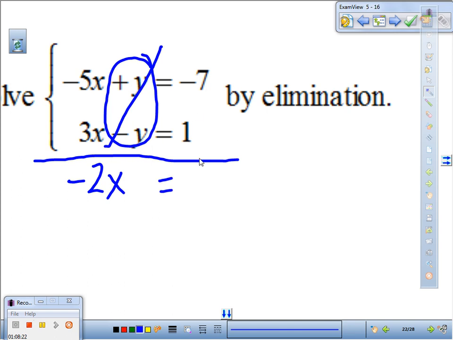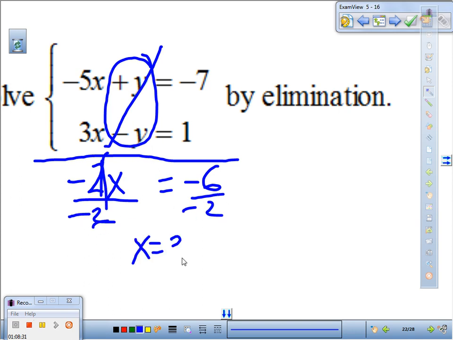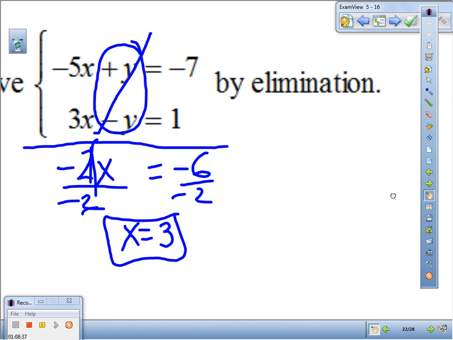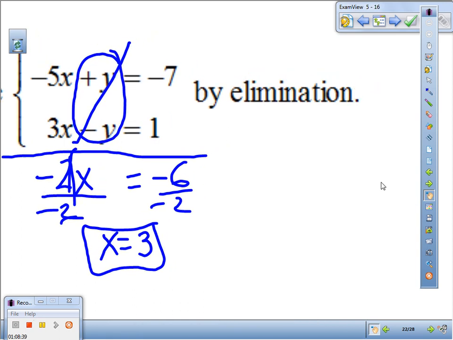Equals -6. Let's solve. Divide by -2. X equals 3. Tell your neighbor why we're not done yet. We need to solve for y now. That is correct. Substitute into one of the two equations.